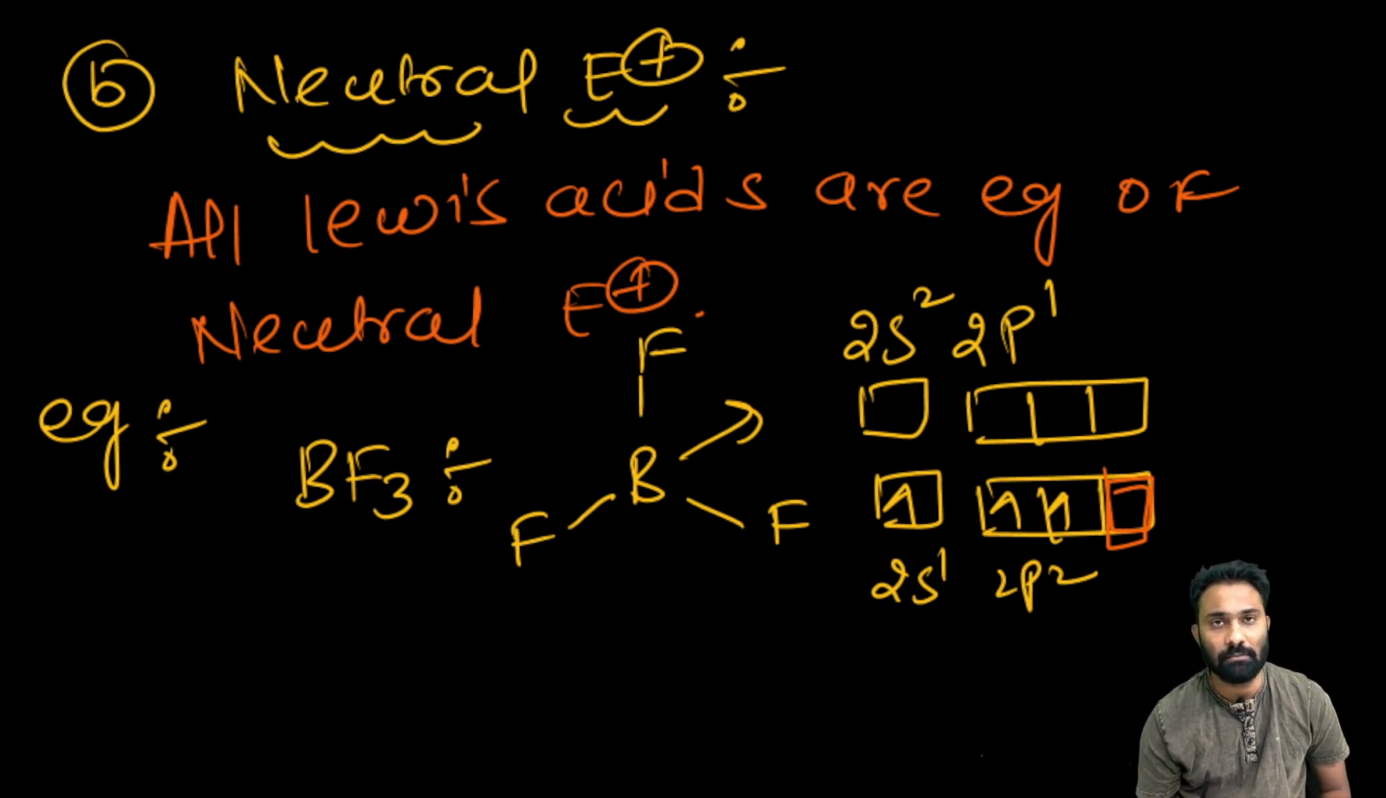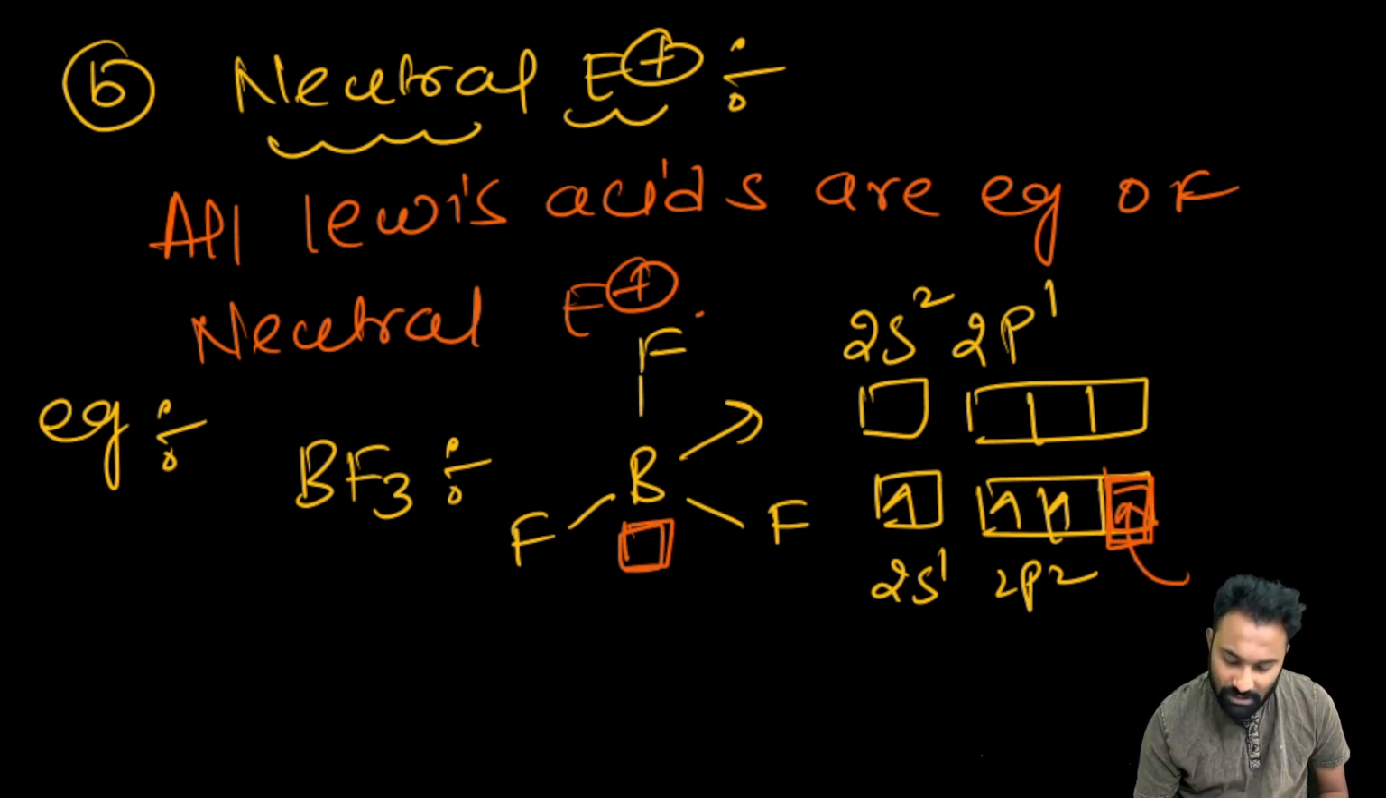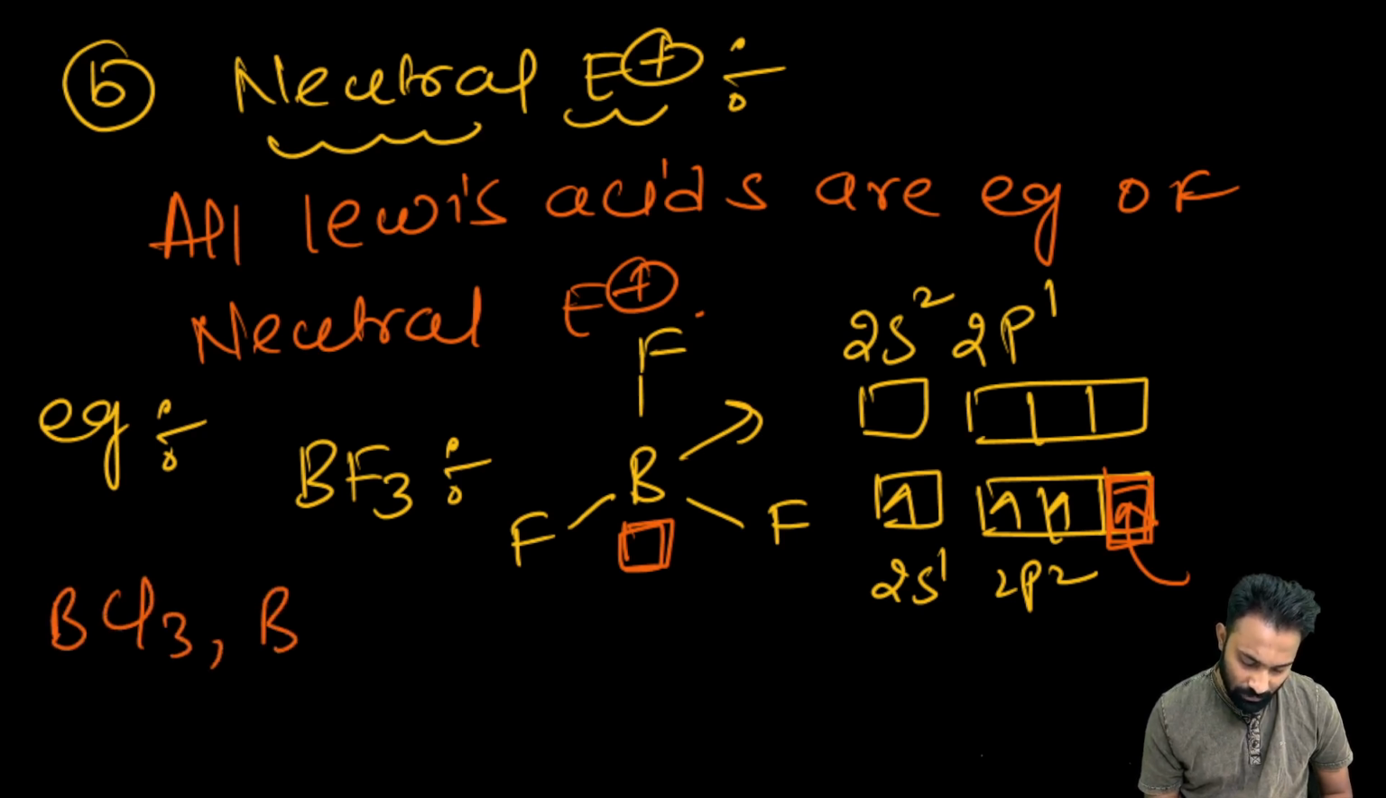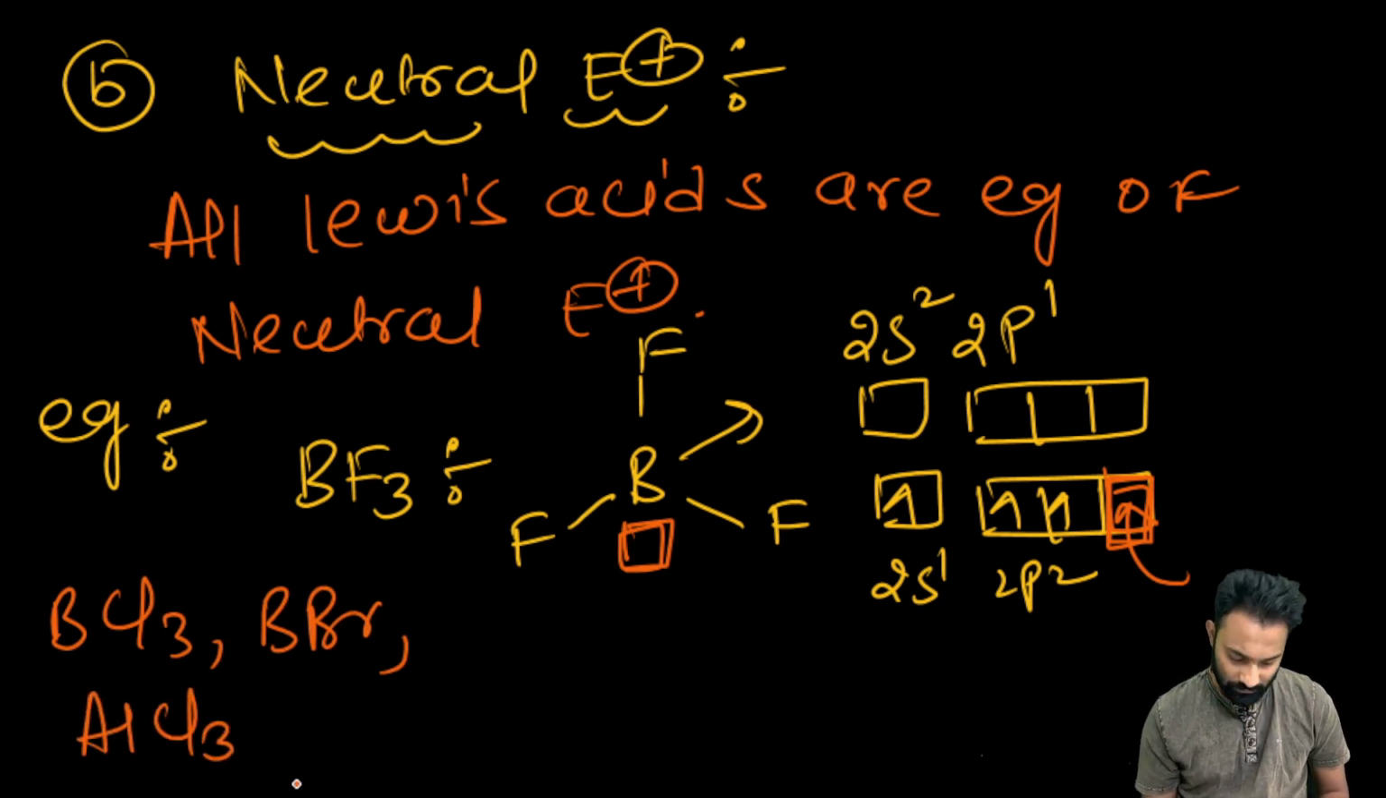Lewis acids are nothing but electron deficient. Why is it electron deficient? Due to the presence of this vacant orbital. Whatever electrons boron is going to accept will be accepted into this empty p orbital. That's the reason BF3 is a neutral electrophile. Next examples: BCl3, BBr3, AlCl3.